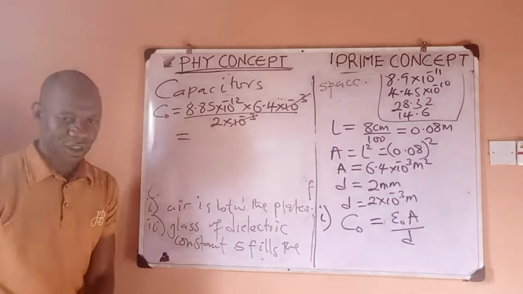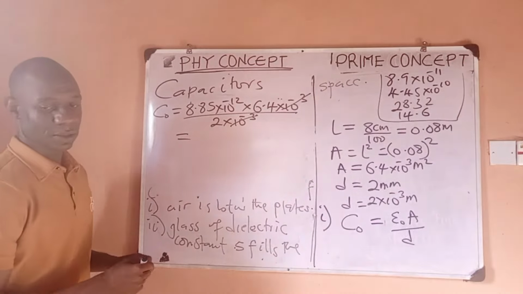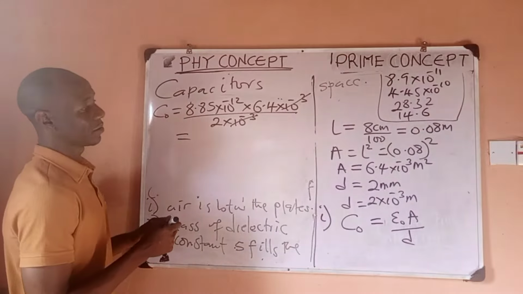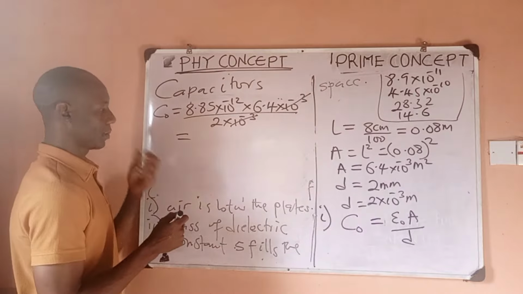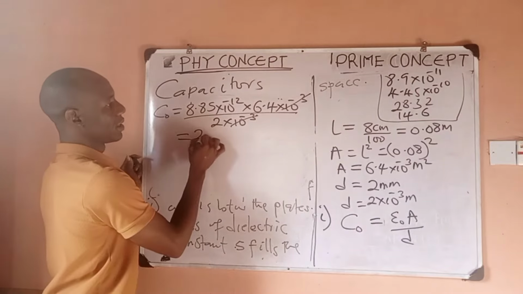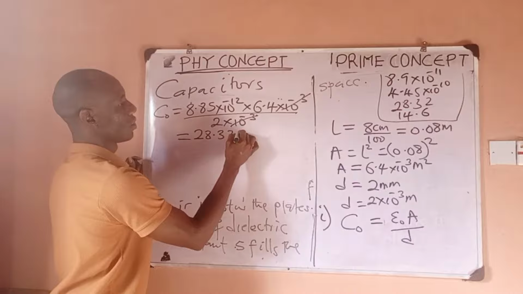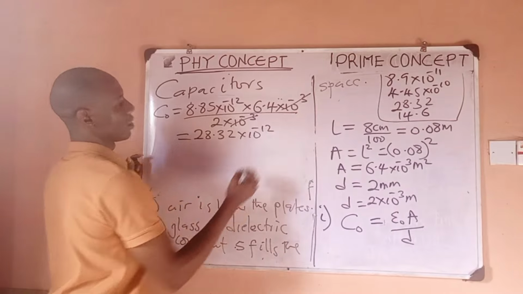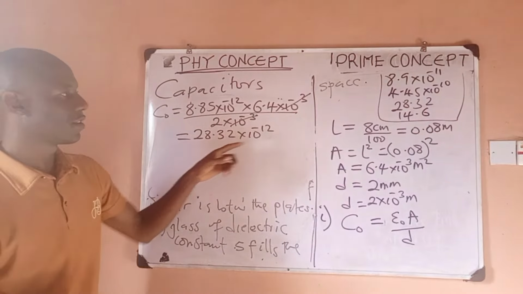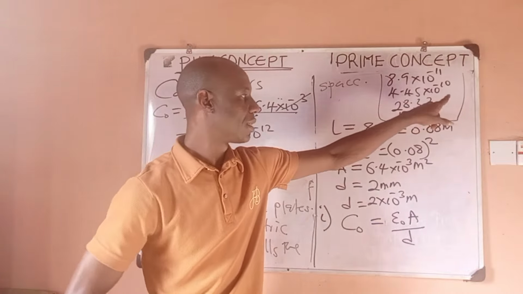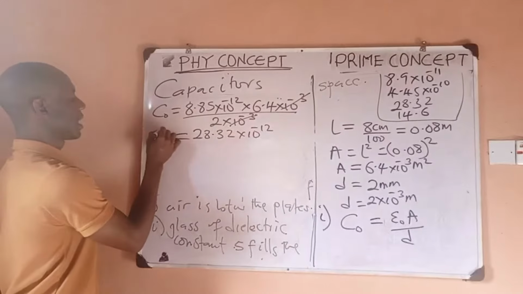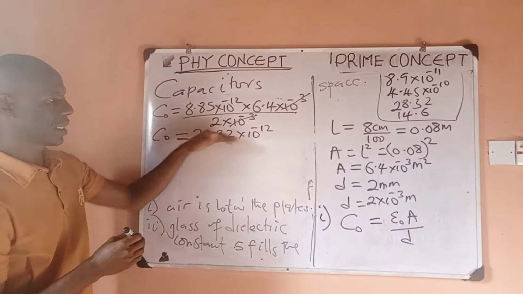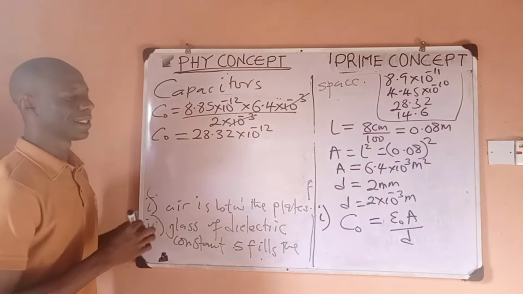3.2 times 8.85, quickly. What do we have? 28.32. 28.32 times 10 to the power minus 12. So this is what we have. This person got it, but he didn't give me the power, except he wrote it there. So this is what we have. This is the capacitance in free space.